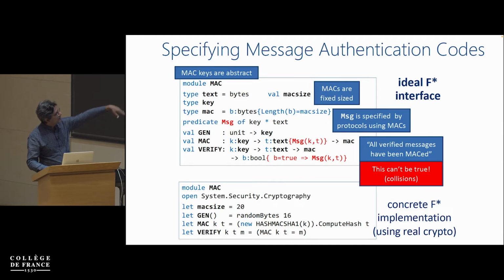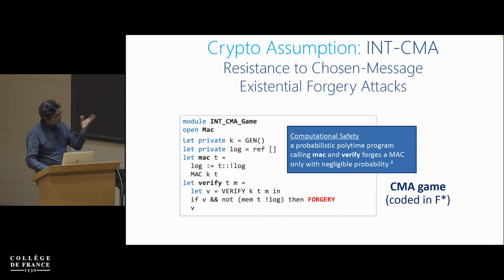In fact, the way I implement it is by calling some concrete cryptography. I'll never be able to prove that it matches that. So this is really an assumption I'm making that the MACs behave this way. But this assumption is not very easy to justify without further formalization. So the reason I can justify that is by saying that the exact assumption I'm making on the MAC module corresponds to the INT-CMA assumption that cryptographers classically make about MACs, which means the MAC is resistant to chosen message existential forgery attacks.